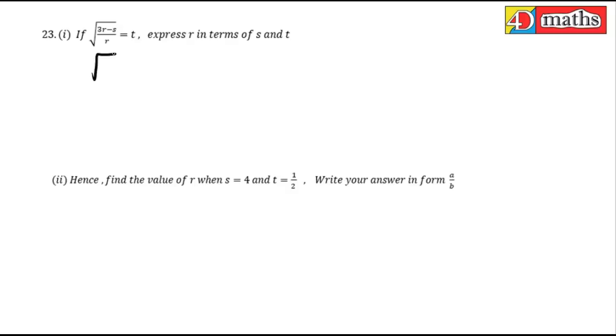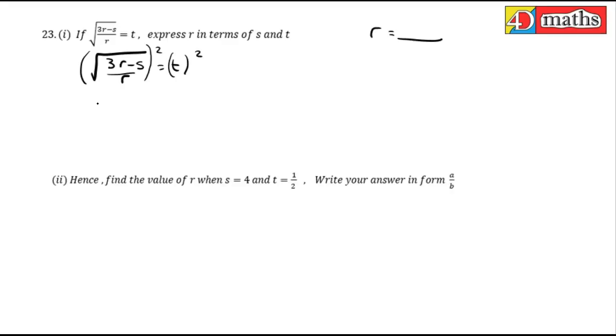If the square root of (3r minus s) over r equals t, express r in terms of s and t. So at the end I want r equals something. Okay, so how would I get rid of the square root? In order to get rid of a square root, we square both sides.